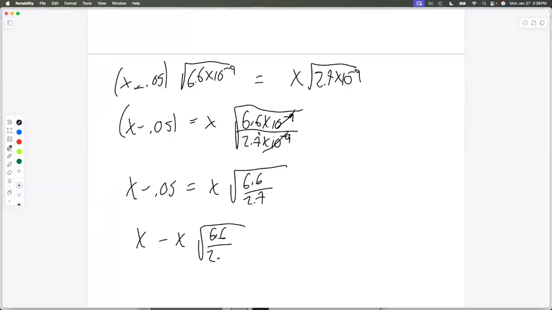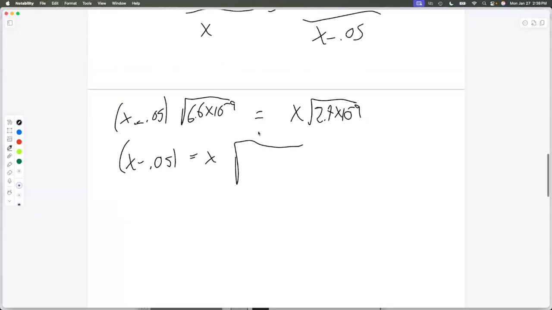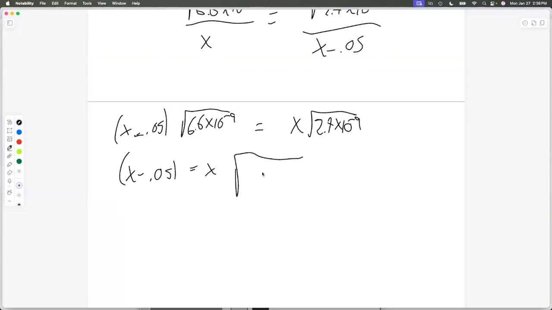I wrote that upside down. I apologize. I'm not re-recording this again. At this step right here, we're going to get something very similar to what I had. This is on top, that's on the bottom. 2.7 times 10 to the negative ninth, 6.6 times 10 to the negative ninth. Because everybody's under the radical.